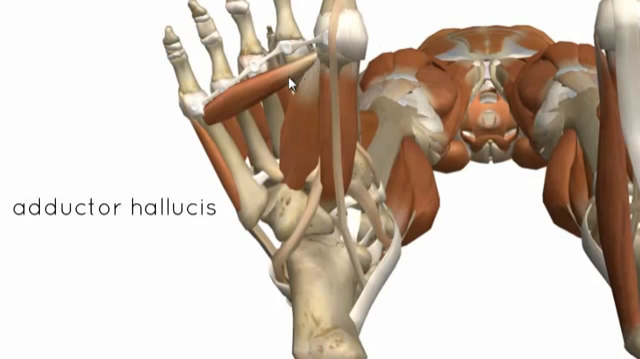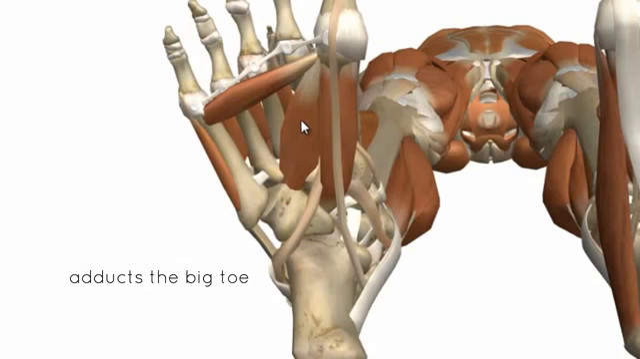As the name suggests, this muscle adducts the great toe at the MTP joint, and both these muscles are innervated by the lateral plantar nerve.